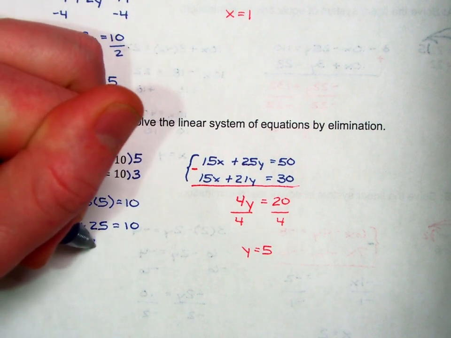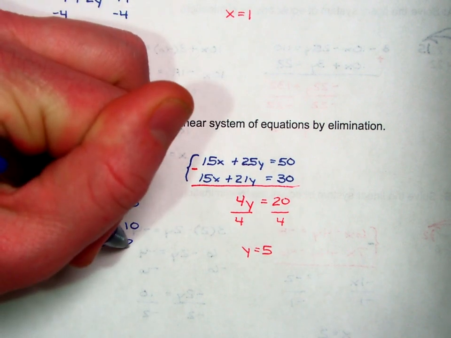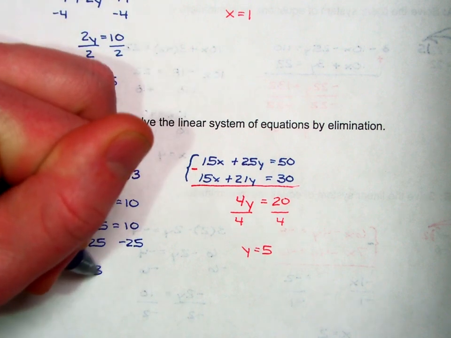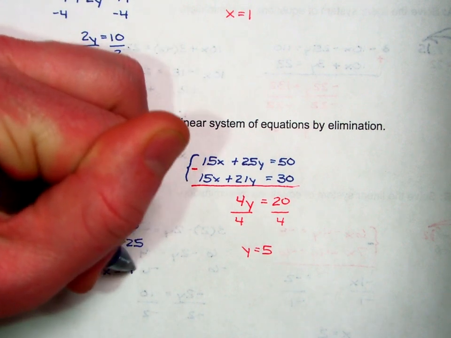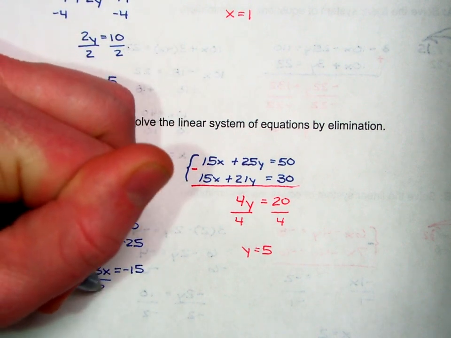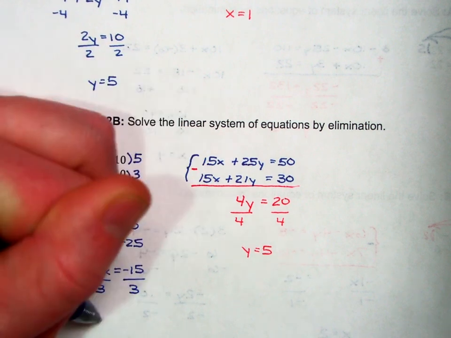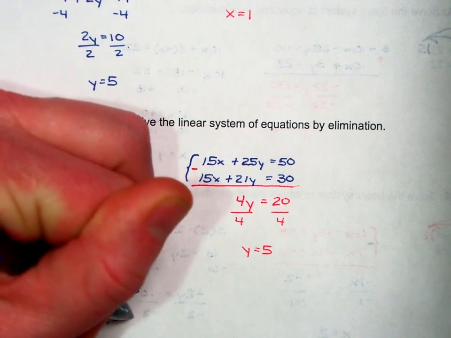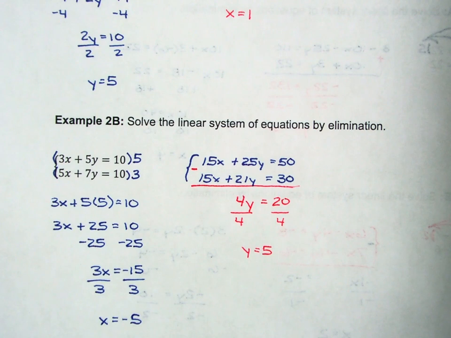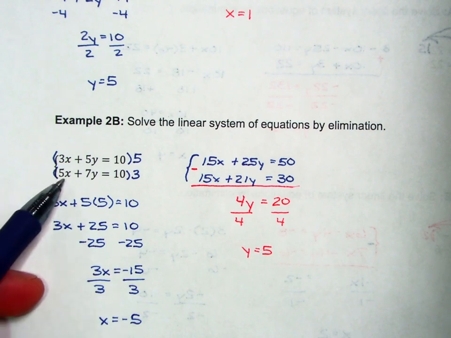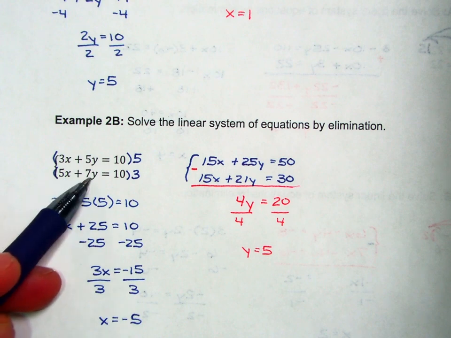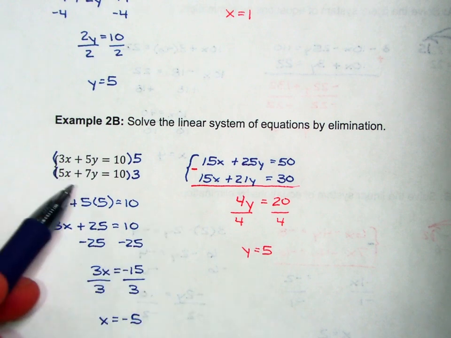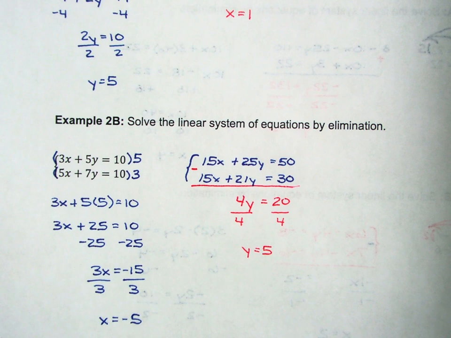Subtract 25 from each side. So that 3x is now equal to a negative 15. And if I divide each side by 3, then x is now a negative 5. Checking in the second equation: 5 times negative 5 is negative 25. 7 times 5 is 35. And negative 25 plus 35 gives me 10, which is what I needed for my second equation.